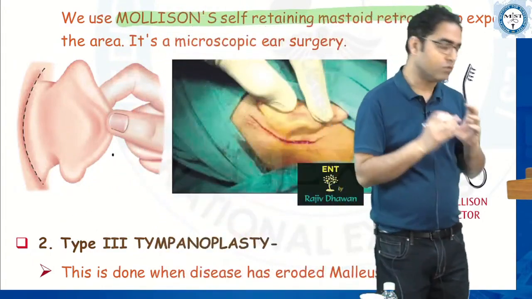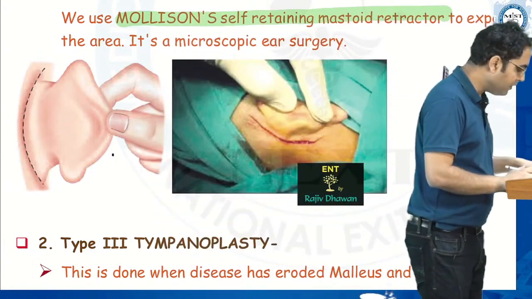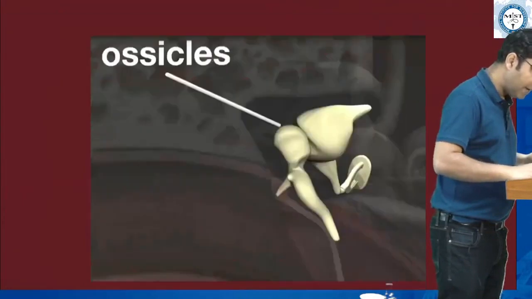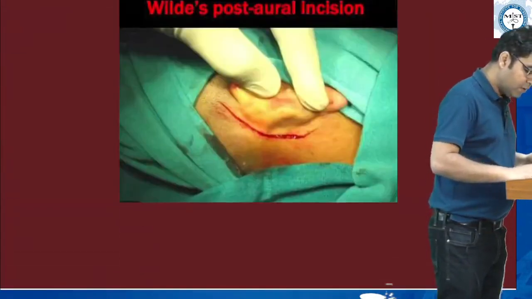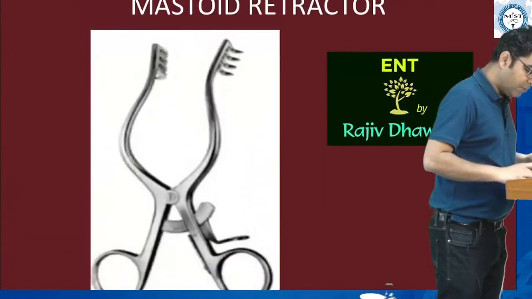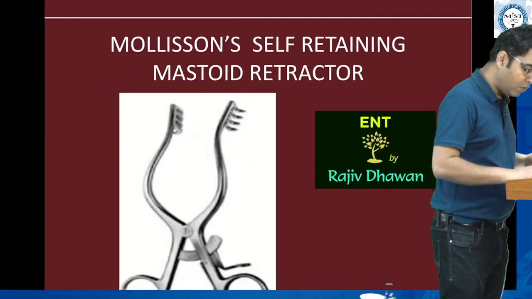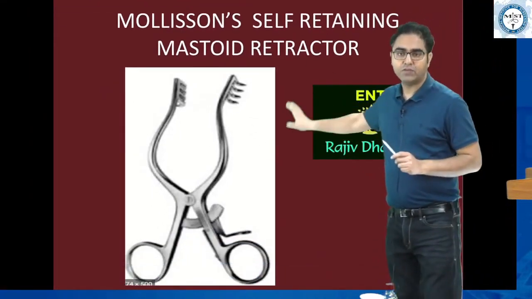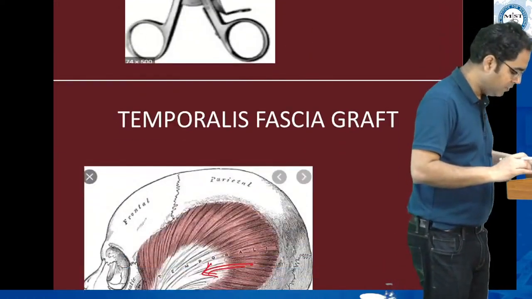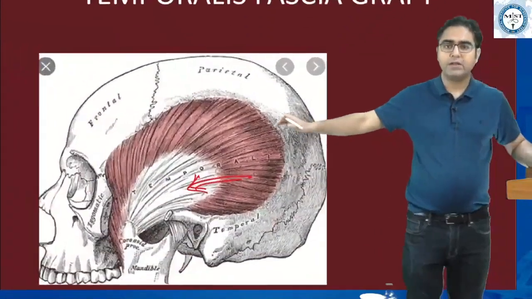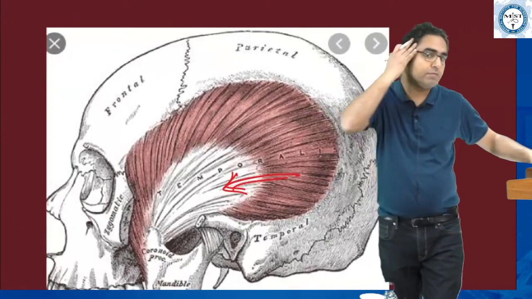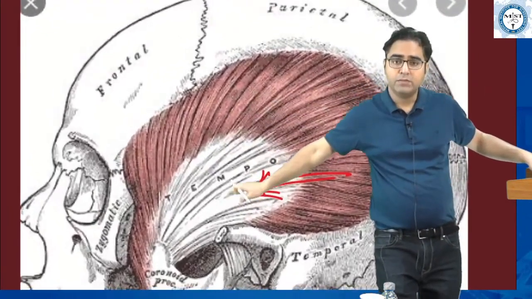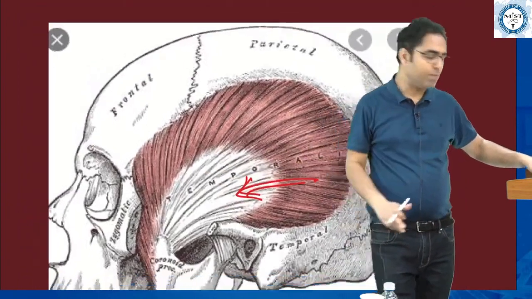You do it under microscope because the tympanic membrane is a very small structure. It's not a very big structure, so you're operating under microscope. Please see, this is a Mollison self-retaining mastoid retractor. Don't forget this one. Okay, fine. Which graft do we take? Side of the skull. What is this muscle? Temporalis muscle. Can you see temporalis muscle has got a fascia here? You take a small piece of fascia and you put it over there.